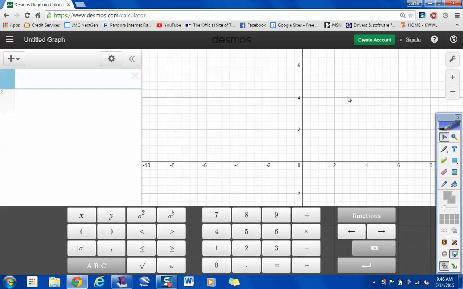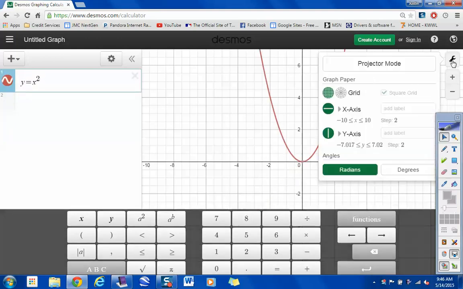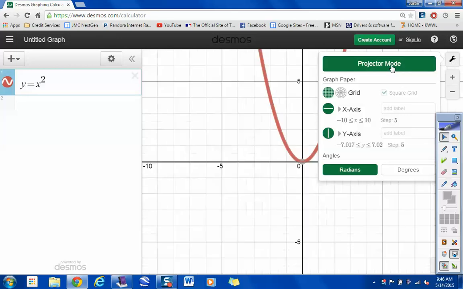So guys, this idea that we're working on right now are parabolas, or what we call quadratics. And this is formed by the general function y equals, what am I going to put in here, gang? Y equals what? X squared. X squared, good. Okay. And I'm going to make this a little bit easier to see for you. Projector mode. Now guys, here's what I want to talk about.